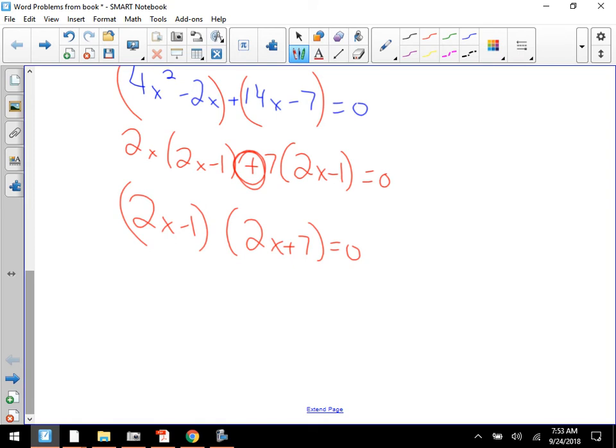Well, the one on the left is pretty quick. Add 1, divided by 2, you get a half. The other one is negative 7 halves. Which of those can you use for a border? The half. That gives you your base factor.